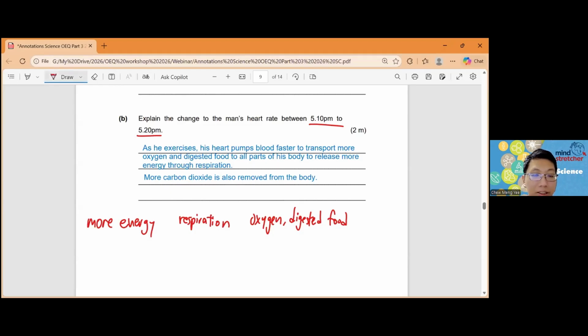Okay, remember I just want to mention as I type my answer, pump blood faster, not pump more blood. It pumps faster. But when they pump faster, they transport more oxygen and digested food. Or you can say everything is faster, that's okay. All right, let me move on.